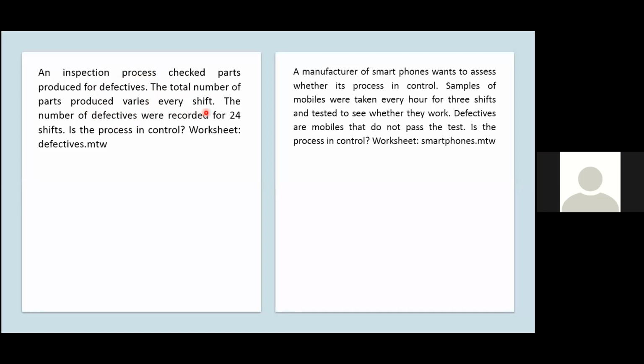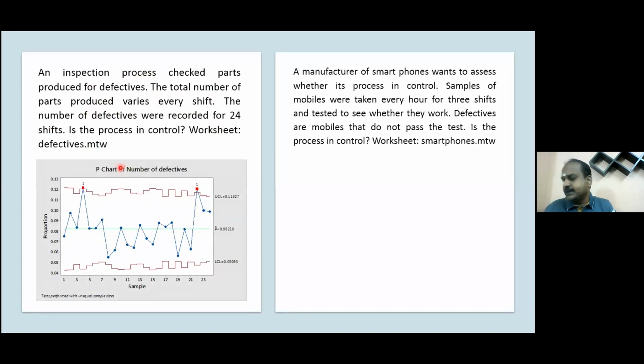You are able to narrow down to the P chart. The number of defectives were recorded for 24 shifts and is the process in control? And data is available. You know it is a P chart. So plot it. P chart means you can see the control limit varying. You won't get a flat line for a P chart, but for an NP chart, you will get a flat line.